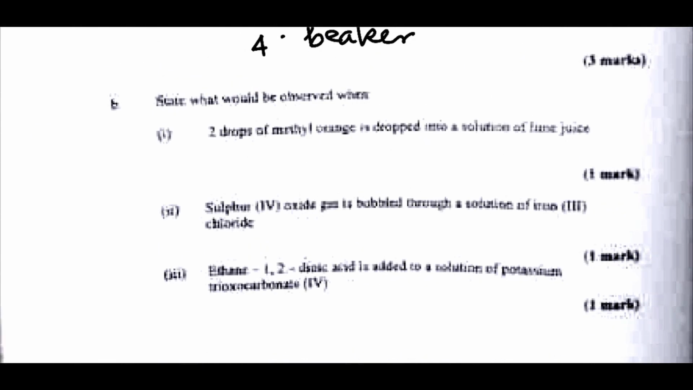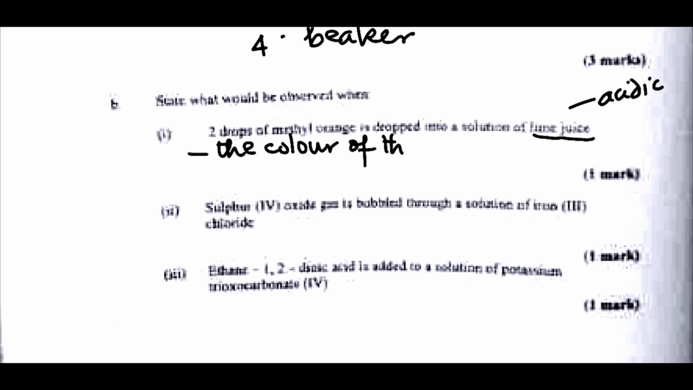B. State what will be observed when 2 drops of methyl orange is dropped into a solution of lime juice. Lime juice is not alkaline. Lime juice is acidic. Yes. Remember, when you taste an unripe fruit, orange or lime or grape, it slaps. So that sour taste is the presence of the acid in it. So in other words, when they ask you what is the color of methyl orange in an acidic medium, so what would that be? The color of the juice turns red.